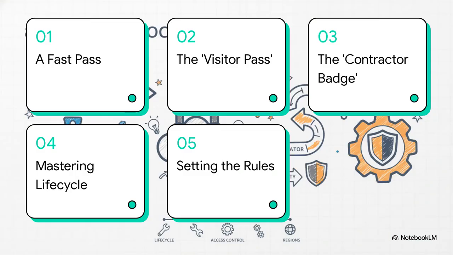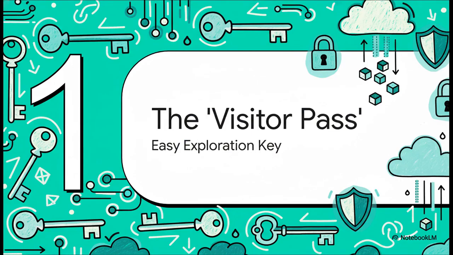So here's our game plan for this explainer. We're going to start with that fast pass. Then we'll look at the two flavors of keys, the easy visitor pass for when you're just exploring, and the secure contractor badge for when you're building for real. Then we'll get into how to manage them, and finally, how you can set the rules of the road for your entire team. All right, let's kick things off with the absolute quickest way to get going.